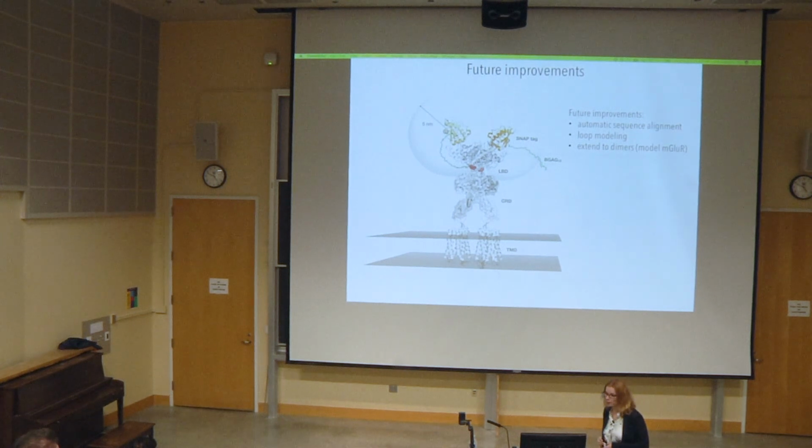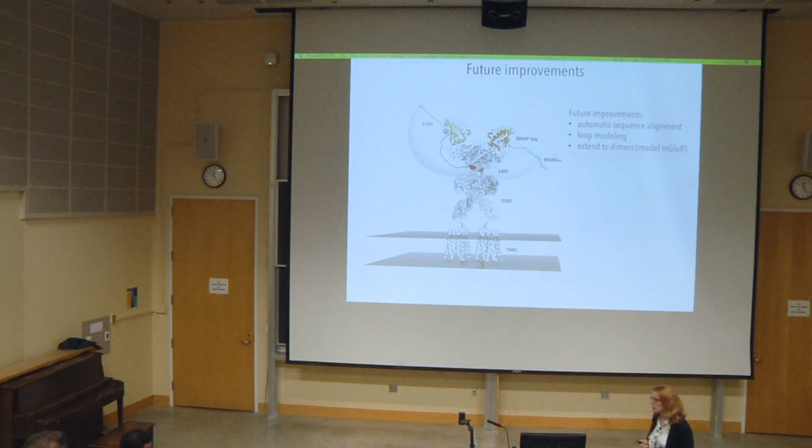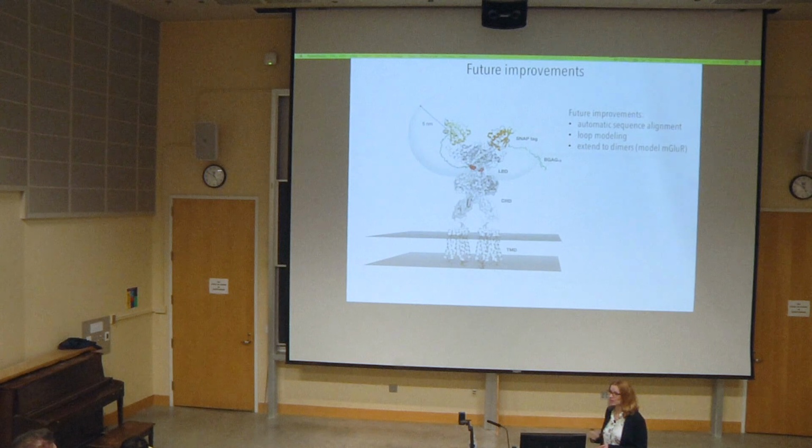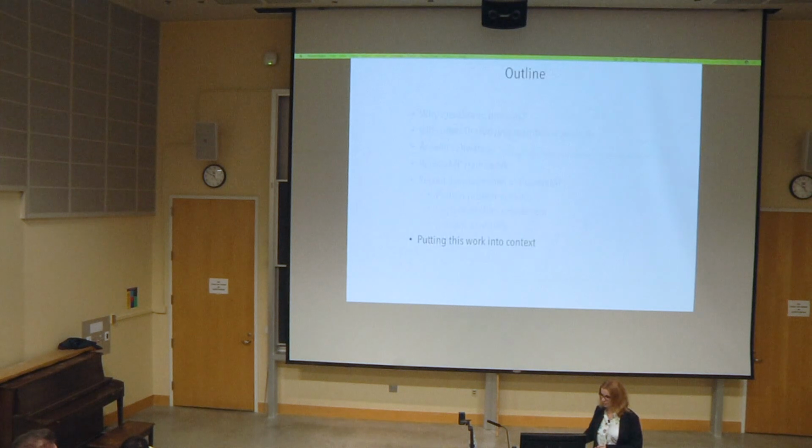I'm currently in the process of extending this for dimers. The idea is I want to model, for instance, metabotropic glutamate receptors. There are transmembrane domain structures available, as well as cysteine-rich domain and ligand binding domain structures, and I want to be able to model those as dimers. There didn't used to be an automated sequence alignment method in there, but I've implemented this. I've implemented the loop modeling that's happening within that protocol. And so I need to finish this up and publish this.